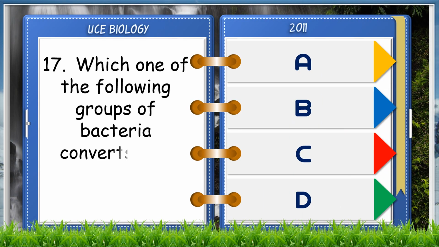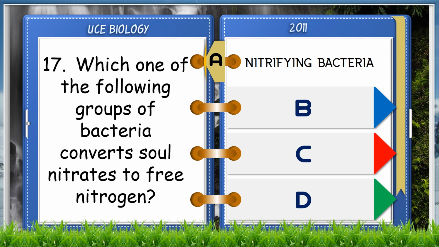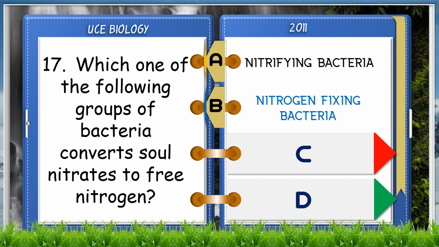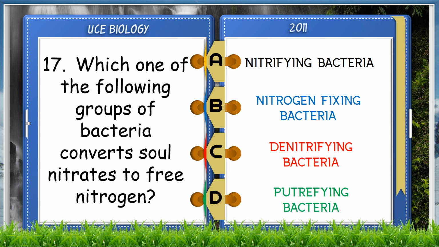Which one of the following groups of bacteria convert soil nitrates to free nitrogen? A. Nitrifying bacteria. B. Nitrogen-fixing bacteria. C. Denitrifying bacteria. D. Putrefying bacteria. And the answer is C. Denitrifying bacteria.